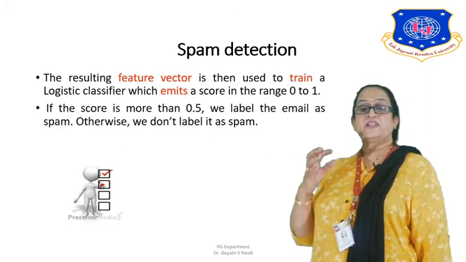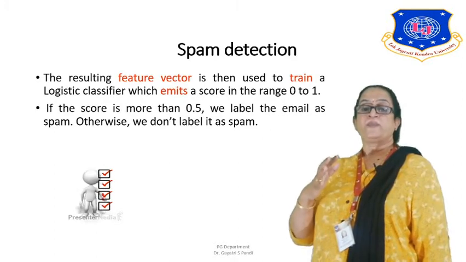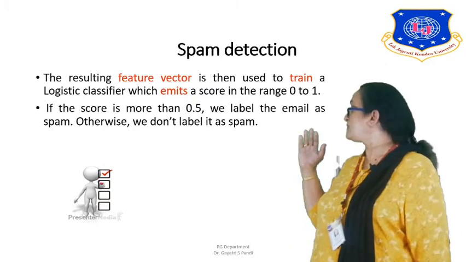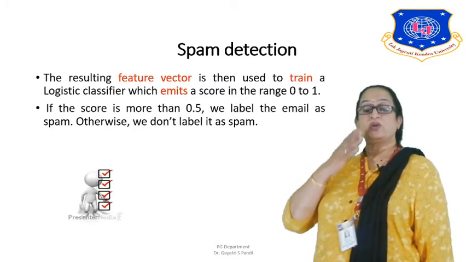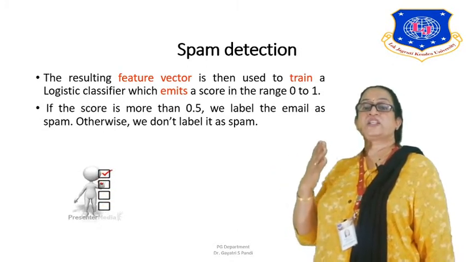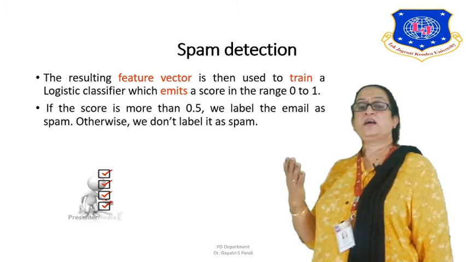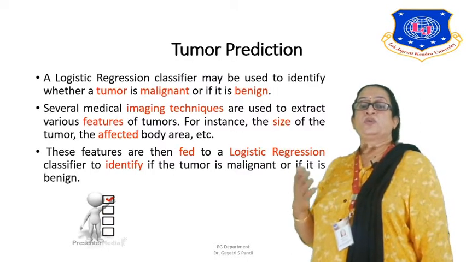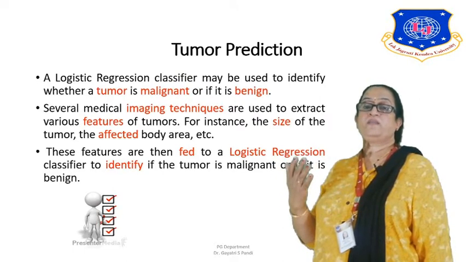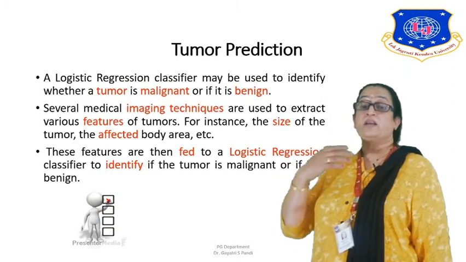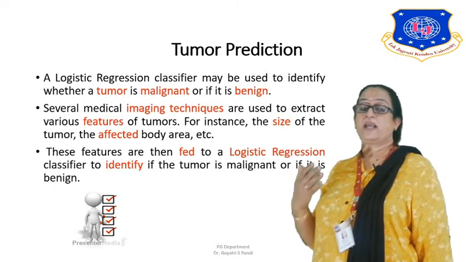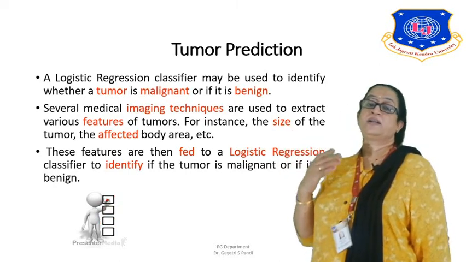The resulting feature vector which we give to the classifier is used to train a logistic classifier, which means a score is generated which is in the range of 0 to 1. Now if the score is more than 0.5, we label the email as spam, otherwise we label it as not spam. Tumor prediction is another example where logistic regression can be applied. A logistic regression classifier may be used to identify whether a tumor is malignant or benign.